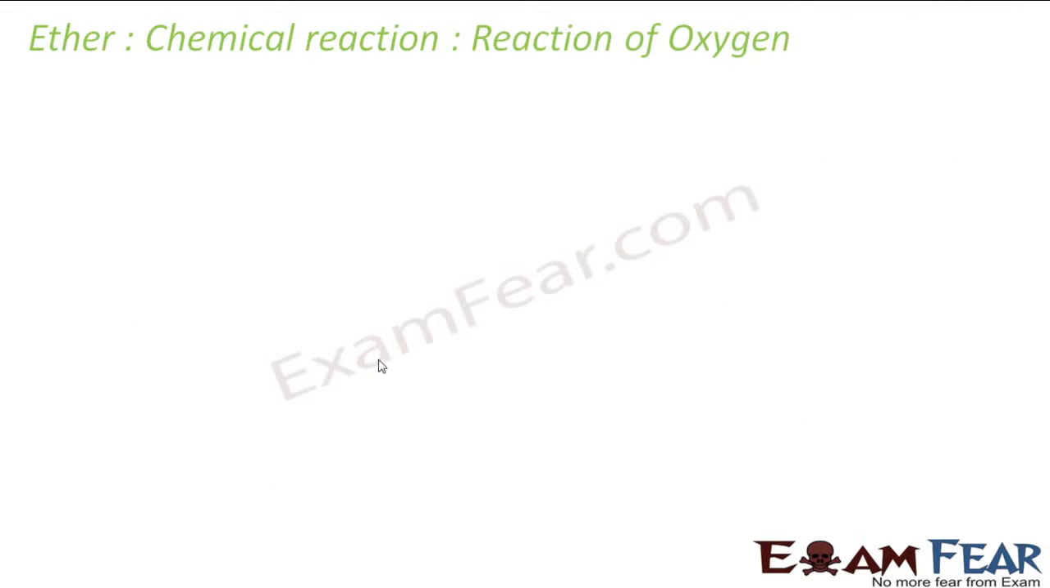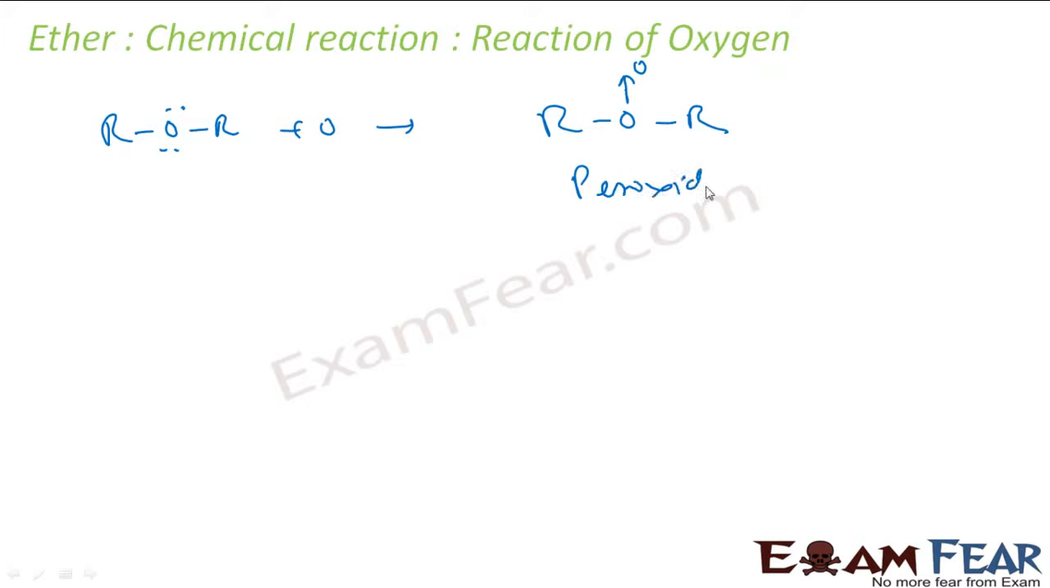Correct? Now we'll see the reaction with oxygen. So I have ROR, and it reacts with oxygen, it forms R, O, O and R. This is called a peroxide. Right? So it is in the presence of UV rays and no water, no moisture also.